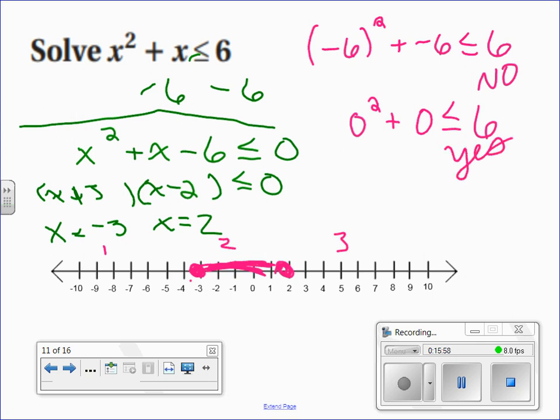Most likely that's going to be the only zone we're shading, but let's just finish it out and be complete with our work. How about we test the 5? Is 5 squared plus 5 less than or equal to 6? 30. No way. Yeah, that's 30. So that's our answer. Our answer is the number line, by the way. This number line is your answer.